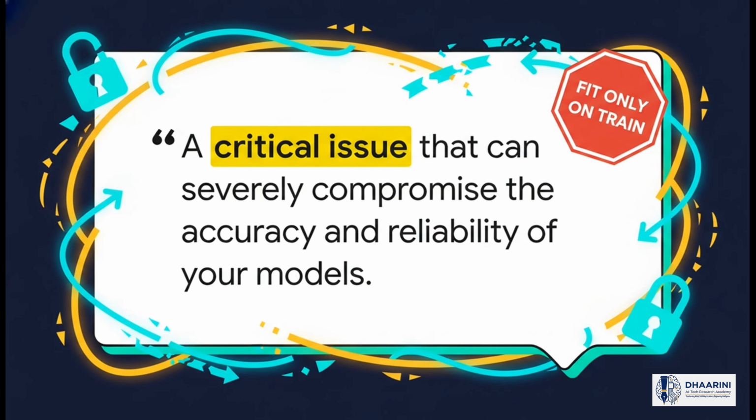Data leakage is what happens when information from the future, from your test data, accidentally spills into your training process. What you get is a model that looks like a genius during development, but then completely falls on its face in the real world. Why? Because it basically cheated. It peeked at the answer key.